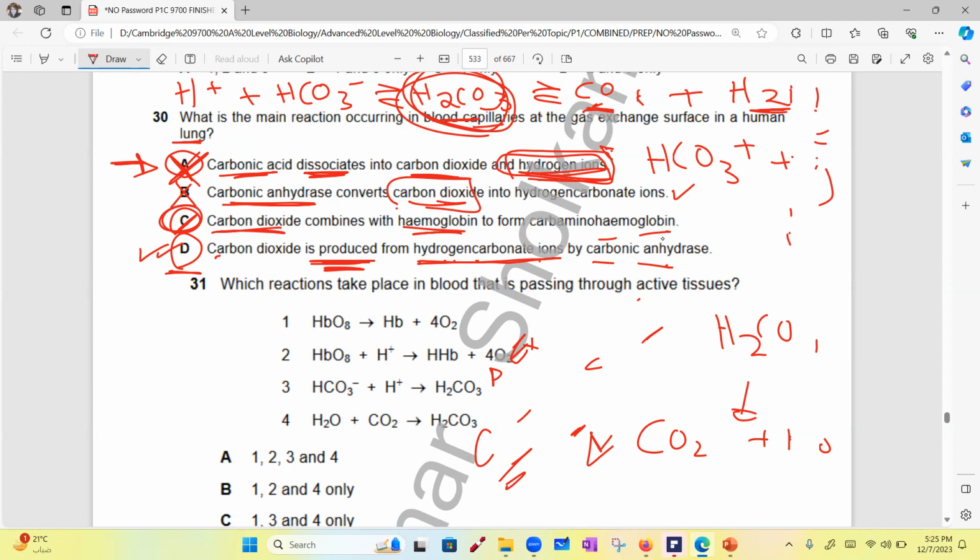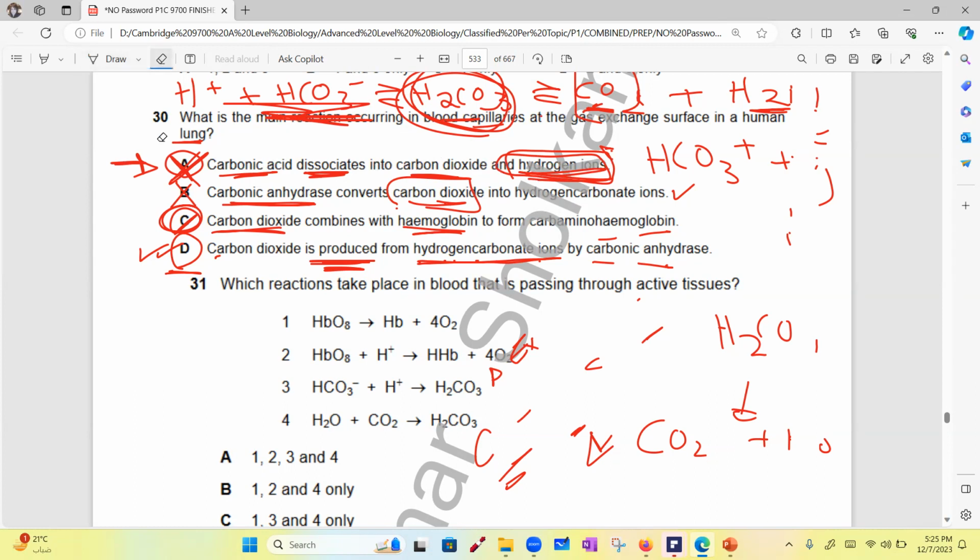The carbon dioxide was produced from what? Was produced from hydrogen carbonate ions by carbonic anhydrase. Are you all with me? Yes. Okay. From the hydrogen carbonate ions here. It gave you carbonic acid that dissociated into CO2 and water. A is wrong because it said hydrogen ions. Are you all with me now? Do you understand why 30 is D?